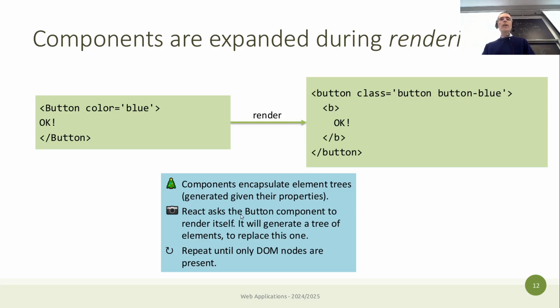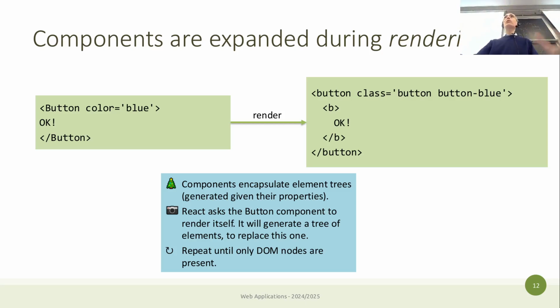So in short, React asks every component we define to render itself. So it calls the function and takes the return value. There will be a set of elements, React elements. Some are mapped directly onto HTML elements, so there's nothing else to do. Some are other components.